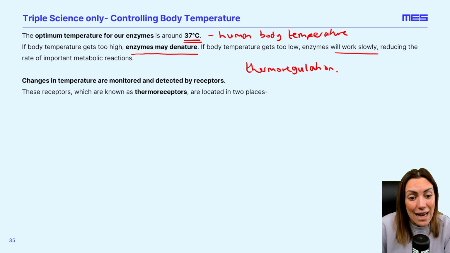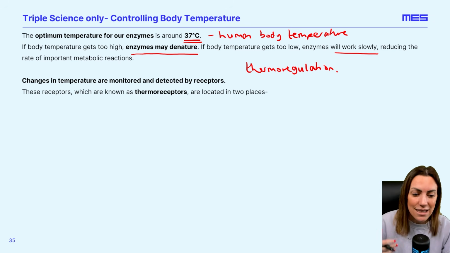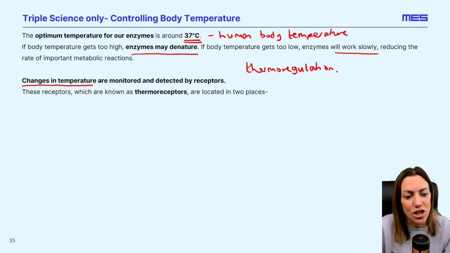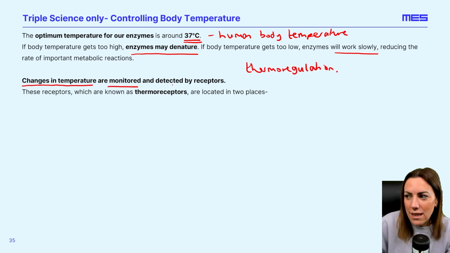First of all, we need receptors, right? We always need receptors to detect a stimulus. Now, in this case, the stimulus is going to be a change in temperature. That's the change in environment, right? So whether that's an increase in temperature or a decrease in temperature, that will be monitored and detected by receptors.